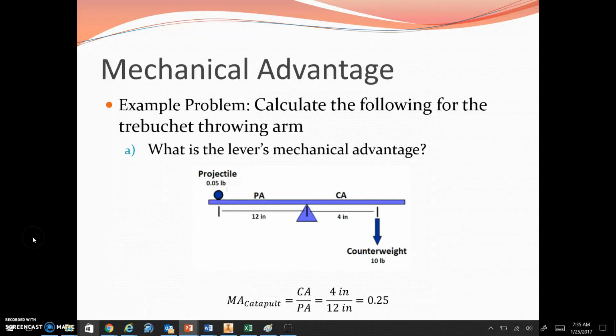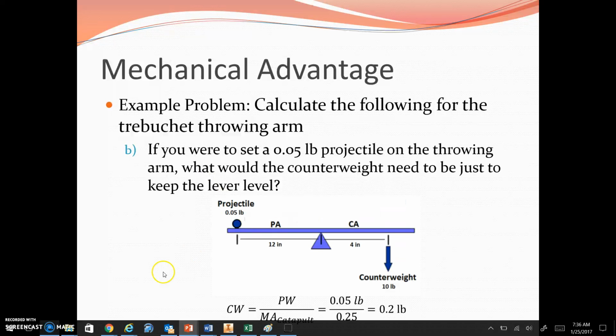All right, I'm going to go through an example problem with you here. Now this is your example counterweight arm. One end you have a projectile, your marble, which is 0.05 pounds. The other end you have your counterweight, which is 10 pounds. To calculate its mechanical advantage, you use the equation that I gave you on the worksheet. Mechanical advantage equals the counterweight arm length divided by the projectile arm length. So you're going to take 4 inches divided by 12 inches and get 0.25. No units on there.